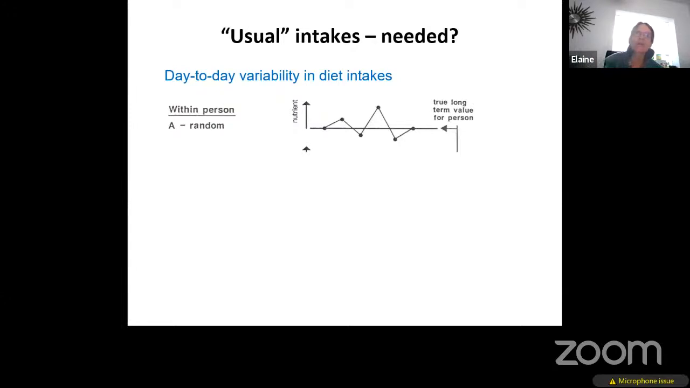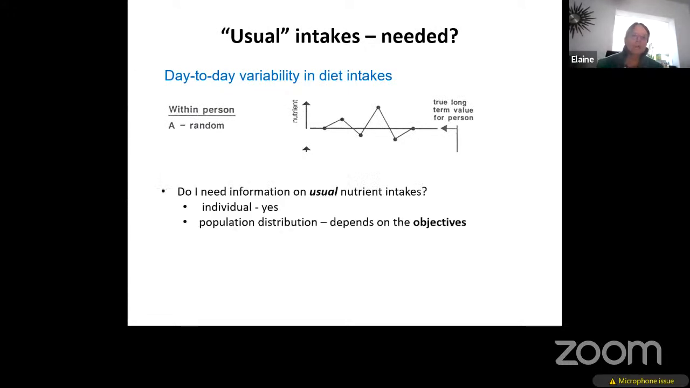But what we're looking for is your usual intake, your long-term intake on average, meeting our estimated average requirements, or whatever your requirement is. But we don't always need information on your usual intakes because it can be quite difficult to obtain. For some nutrients, you might need to collect dietary information over 30 days, for example, if there's a lot of variability, to be able to estimate the usual intake of that nutrient for an individual. And for an individual, if you're doing diet counseling, it's ideal to have this information on usual intakes.